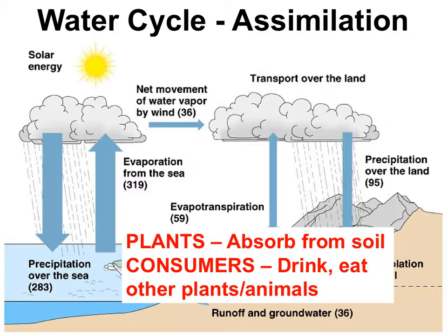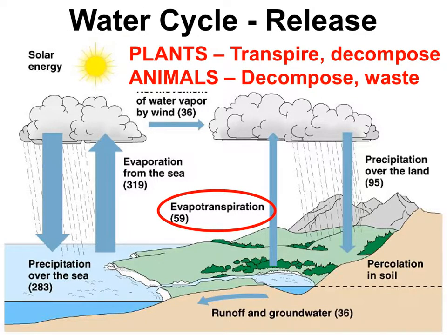Water is assimilated into plants when plants absorb the water from soil. And then consumers get water themselves just by drinking the water. Also, when consumers eat, they get water from their food. Release of water happens when living things decompose. Water will evaporate from the detritus, the decomposing stuff from living things, but also when decomposers break down dead things, the decomposition process releases water too.